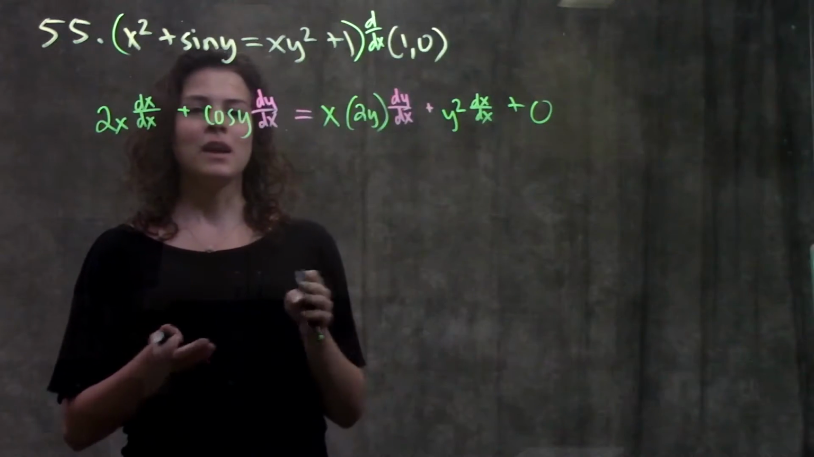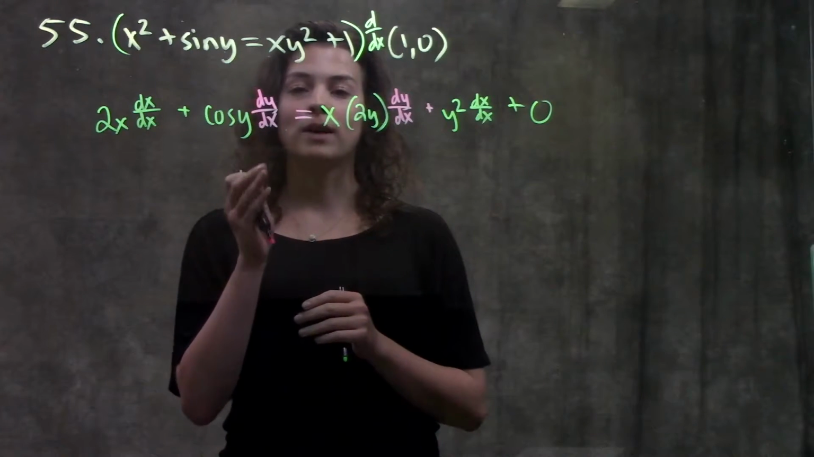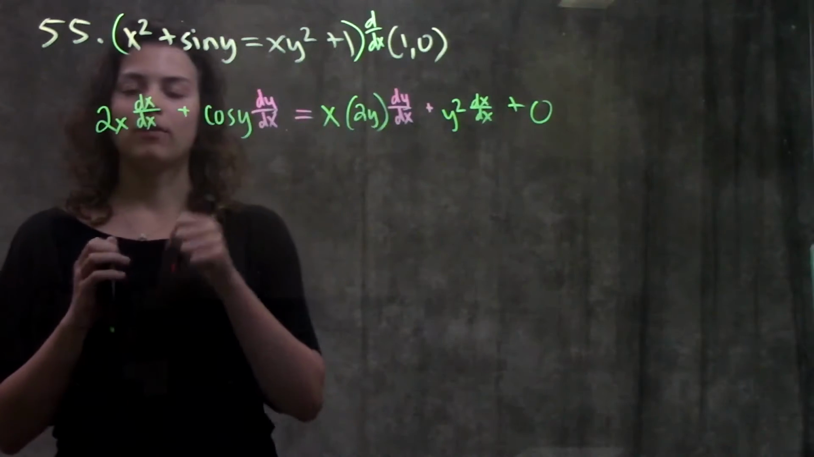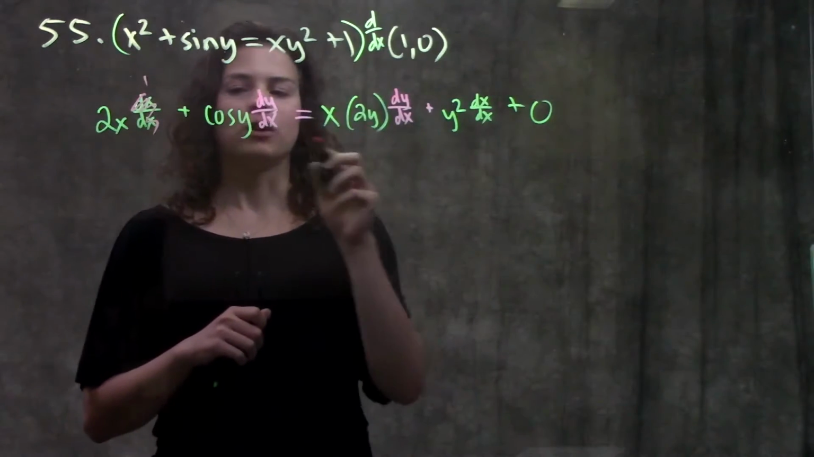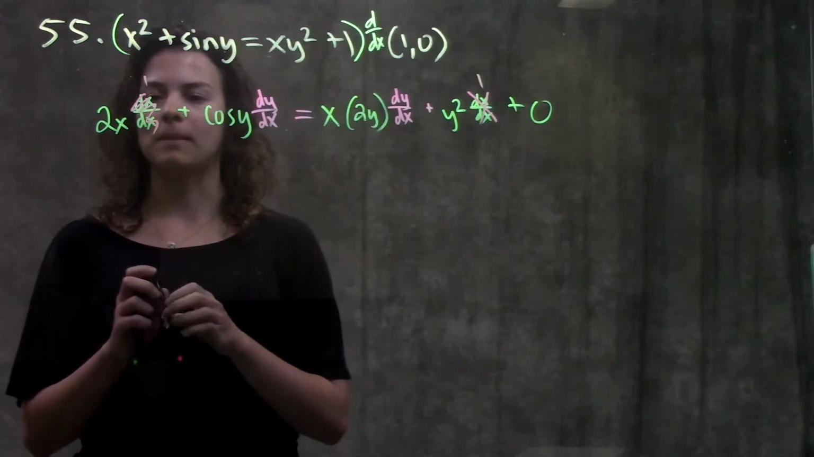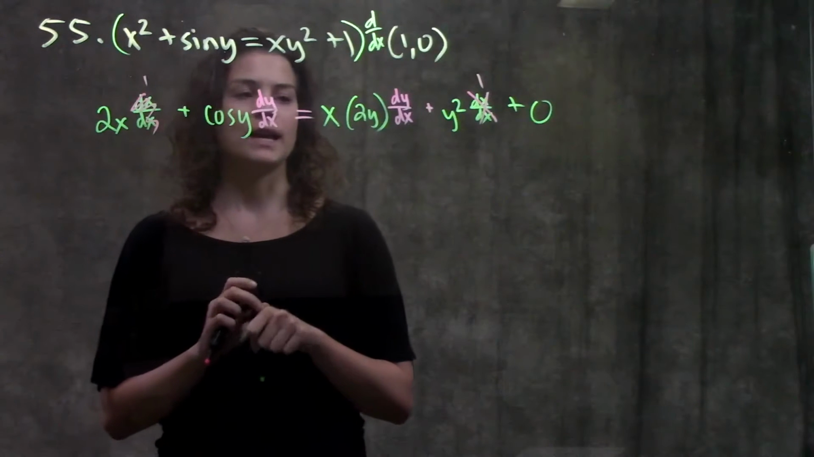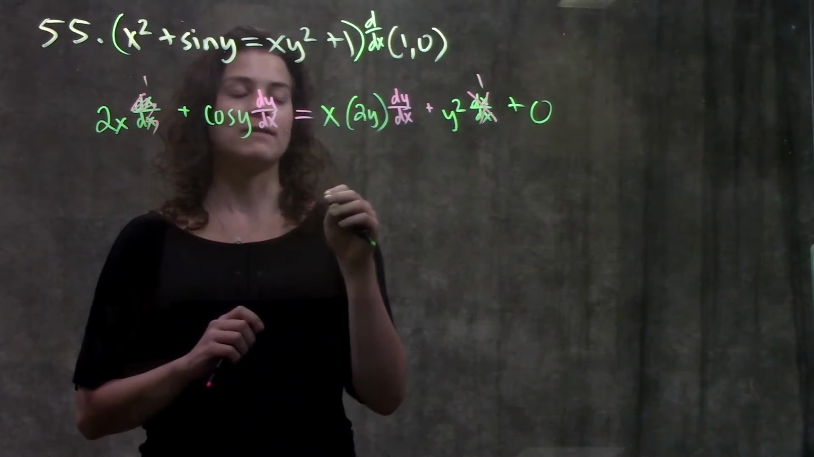Alrighty, from here, my next step is to isolate my dy over dx's onto one side of the function. But first, I'm going to clean this up a little bit. Remember, whenever I have a dx over dx, that just becomes 1. So I have a dx over dx there, I have a dx over dx here. Cross that out, that becomes 1. And now what I want to do from here is get my dy over dx's onto one side of the equation.